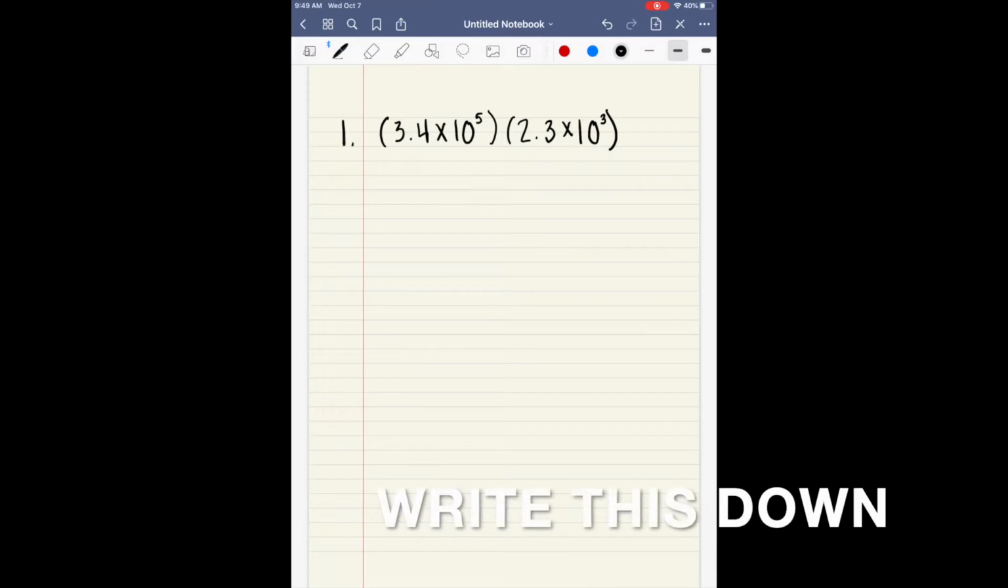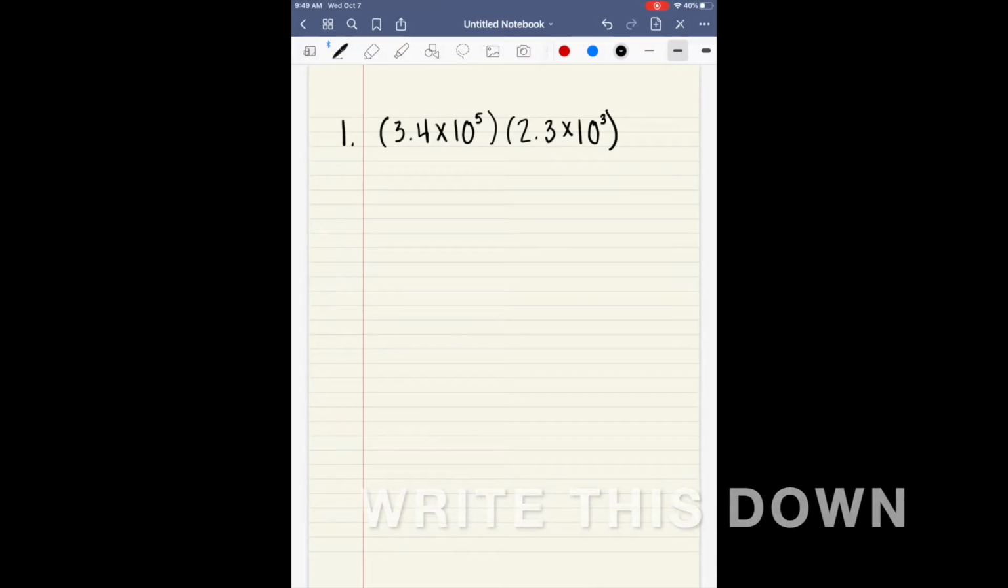So our first example is this problem right here. We have (3.4 times 10 to the 5th) times (2.3 times 10 to the 3rd). Remember, whenever you see two groups of numbers in scientific notation with parentheses, this really means that we are multiplying these two numbers together.